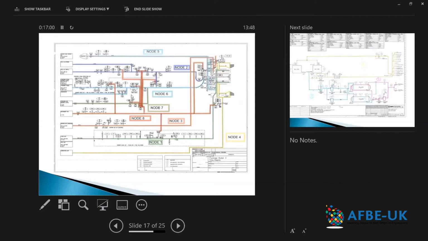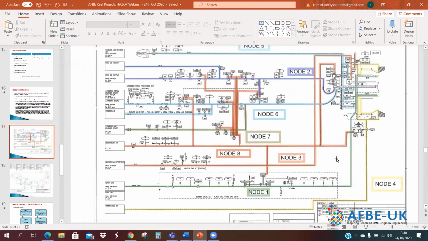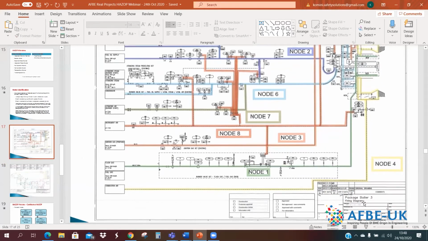So here I've put, I don't know if that diagram is very visible, especially the bits on the left of that there. Okay, so that's a typical boiler package, for example, that you're looking to HAZOP. And there are obviously various different subsystems for that boiler package. You've got the combustion air system that I touched on.